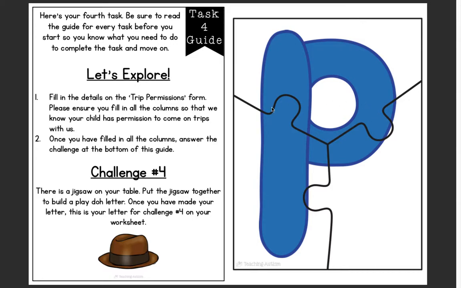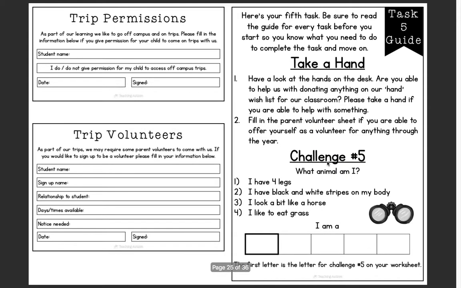So as you can see here, the jigsaw's already put together and it's the letter P. Obviously, if you had this, you would cut out along the jigsaw lines. I would recommend laminating it. Again, have a couple of copies because if one goes missing, you can't really see what the letter's going to be. So, letter P, and they can write that onto their worksheet.